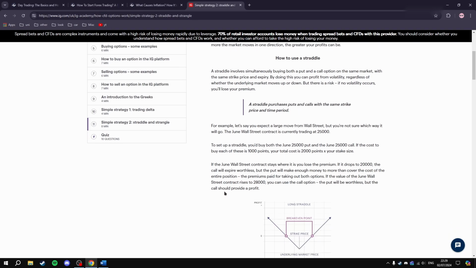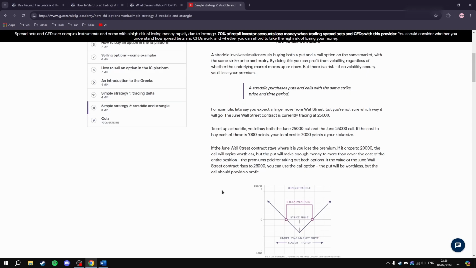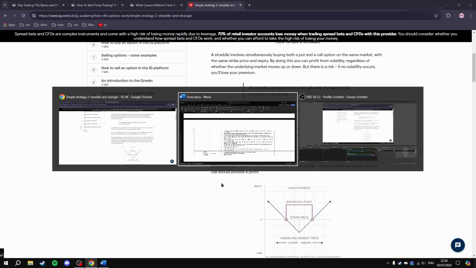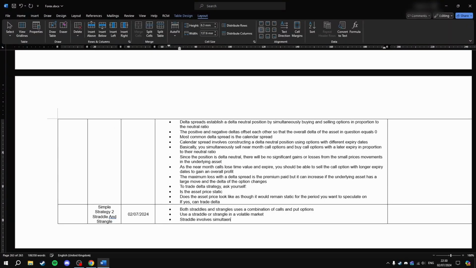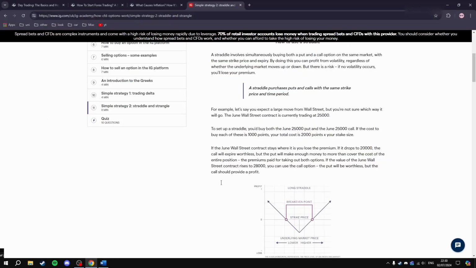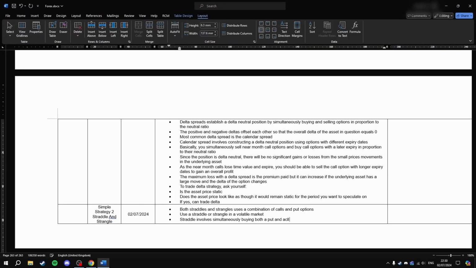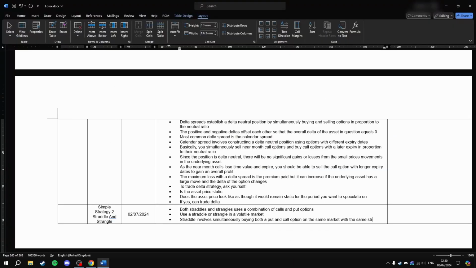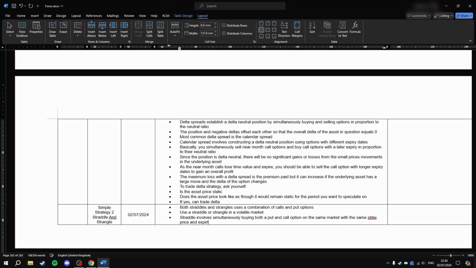So how to use a straddle. A straddle involves simultaneously buying both a put and a call option on the same market with the same strike price and expiry. By doing this, you can profit from volatility regardless of whether the underlying market moves up or down, but there is a risk. If no volatility occurs, you lose your premium.